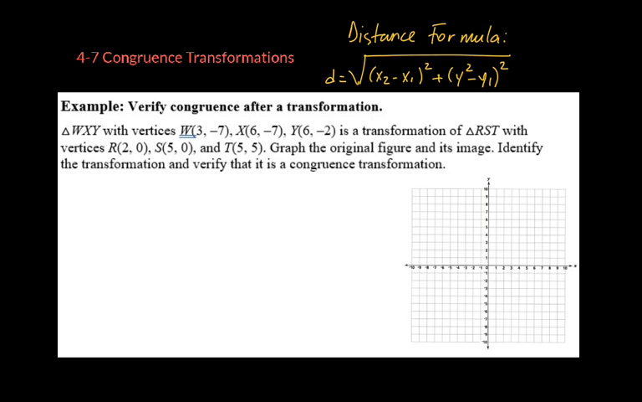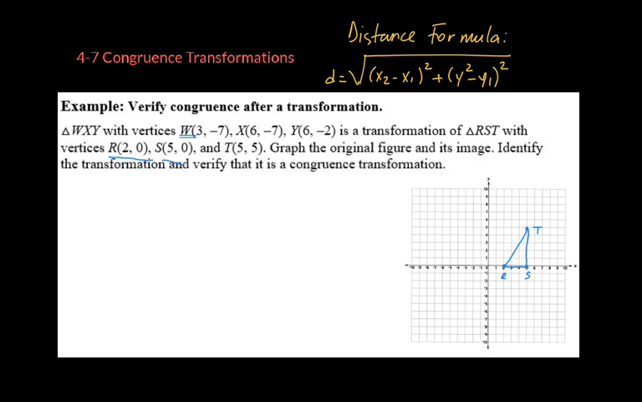Let's first plot the points and then see what kind of triangles we have, and then after that we will be using the distance formula to show that each side is congruent to one another so that the triangles are congruent. So let's get started by plotting triangle RST. Here's point R, point S is over 5 up 0, and then point T is over 5 up 5. So it's a right triangle.